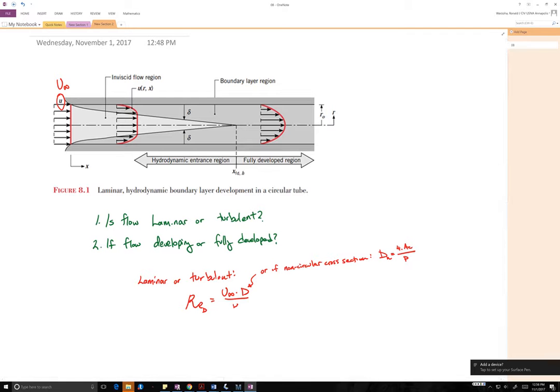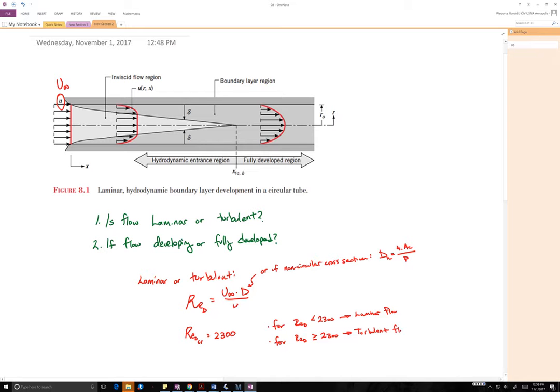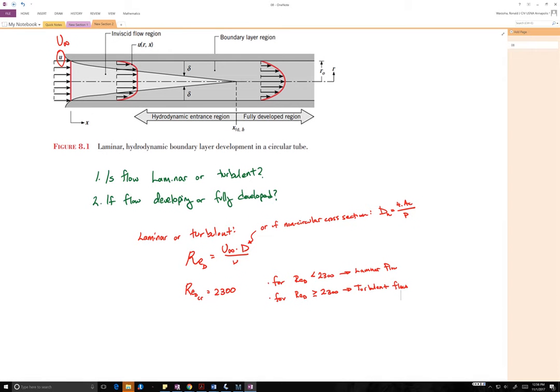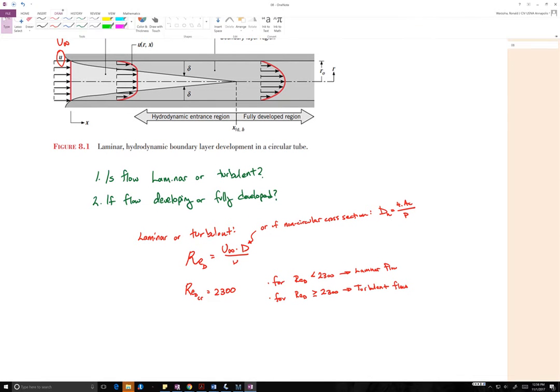Now, our critical Reynolds number is equal to 2300, meaning that for Reynolds numbers less than 2300, we have laminar flow, and for Reynolds numbers greater than or equal to 2300, we have turbulent flow. Second question we ask is the flow developing or is it developed?